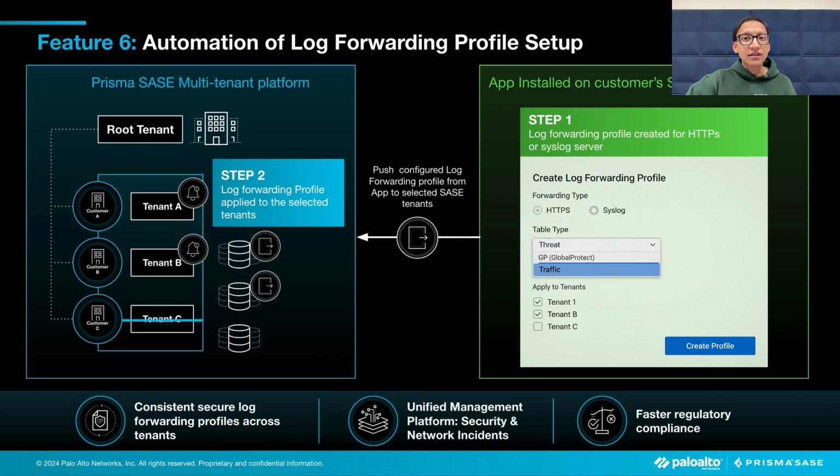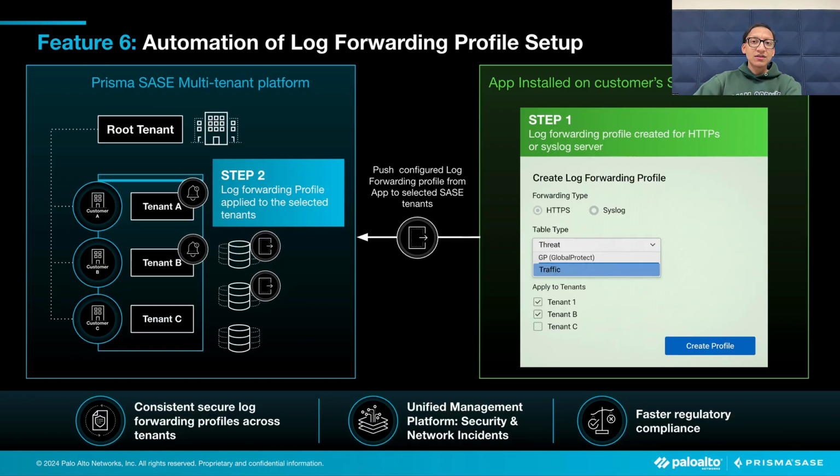Using the app, you can simply create the log forwarding profile once, whether it's for an HTTPS or a syslog server, then you can apply that single log forwarding profile to all your selected tenants across the entire hierarchy in one action. The benefits here are all about scale and consistency. You get guaranteed consistency. This eliminates configuration drift and ensures all tenants comply with your central security policies.